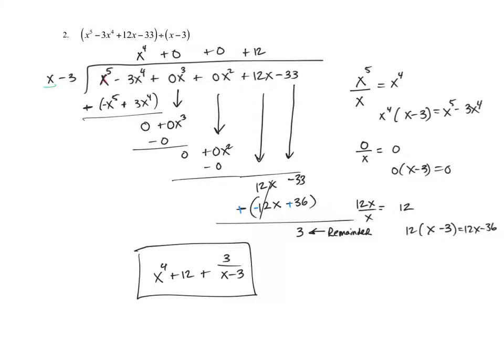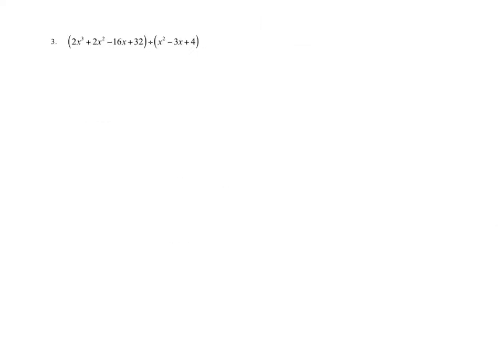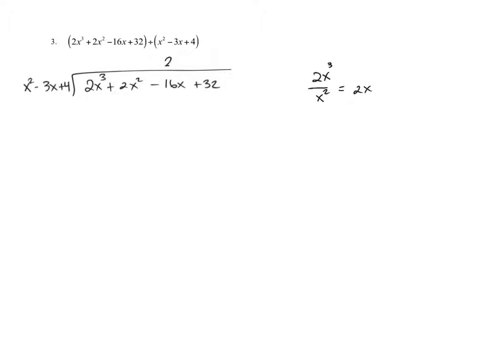And there's our answer. Okay, the last one I'm going to look at is 2x cubed plus 2x squared minus 16x plus 32, and we're going to divide that by x squared minus 3x plus 4. Our first step is we take that 2x cubed, divide it by x squared, and we get 2x. So that's going to be our first term of our quotient.